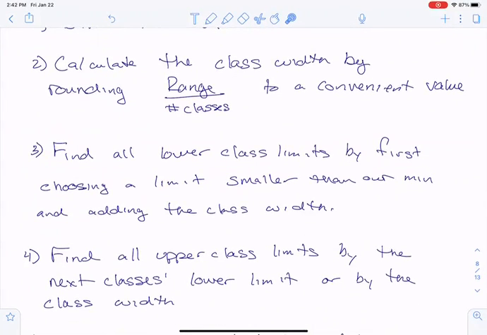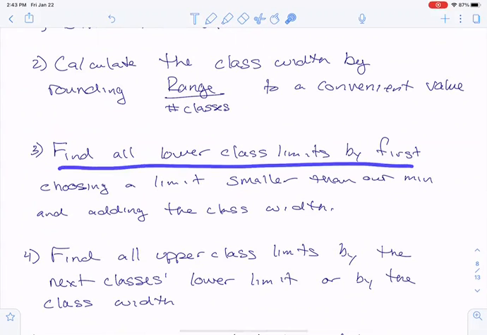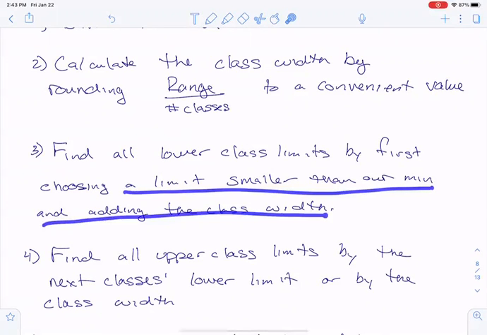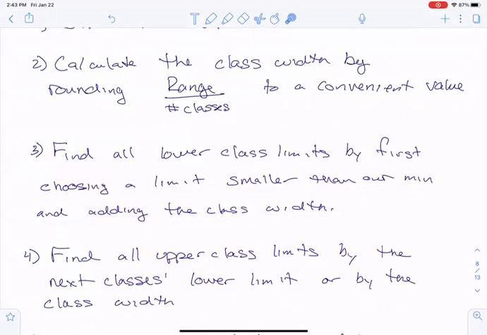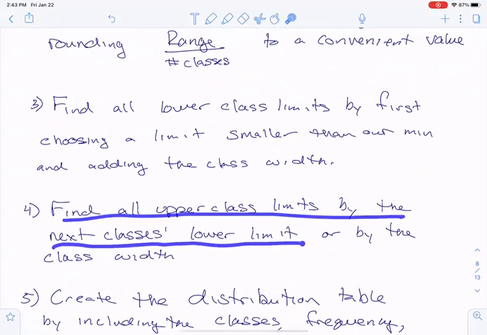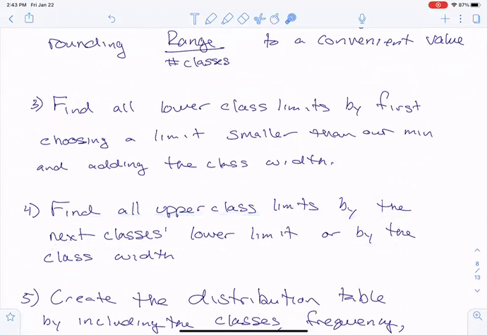Third, we're going to build the class limits one at a time. We're going to build all of the lower class limits by choosing a limit smaller than a value and then adding all of the class widths. Then we can find all the upper class limits by the next class's lower limits or by the class widths. And this will be easier when we actually build one to see exactly how we're going to do this.